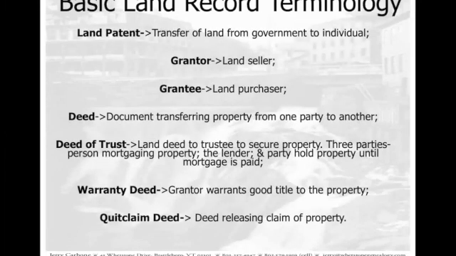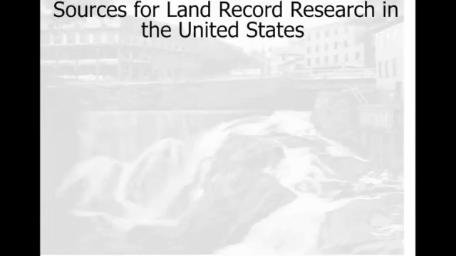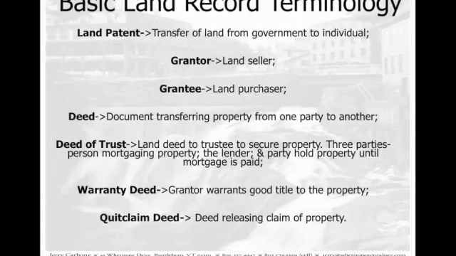Okay, so some basic land record terminology. I think many of you are familiar with this. Land patents, transfer of land from government to individual. The grantor, when you come into a land record, is the land seller. The grantee is a land purchaser. There are deeds that document the transfer of property from one party to another.